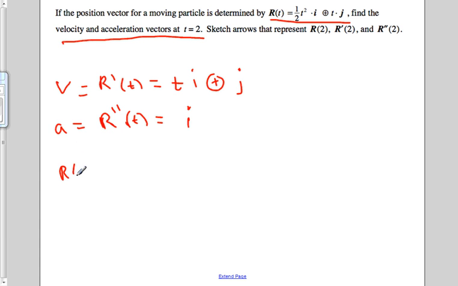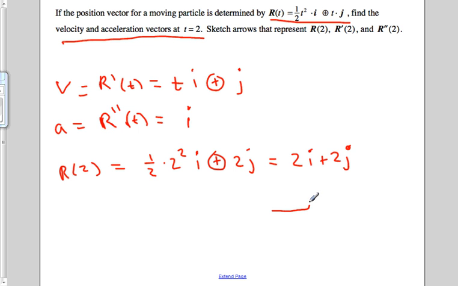So r of 2 going into our original function is 1/2 times 2 squared i plus 2j, which is 2i plus 2j. And what does that look like? Well, that's 2 in the i, 2 in the j. So it's going to be some vector like that with a 45-degree angle here, or a pi over 4 radian angle there.